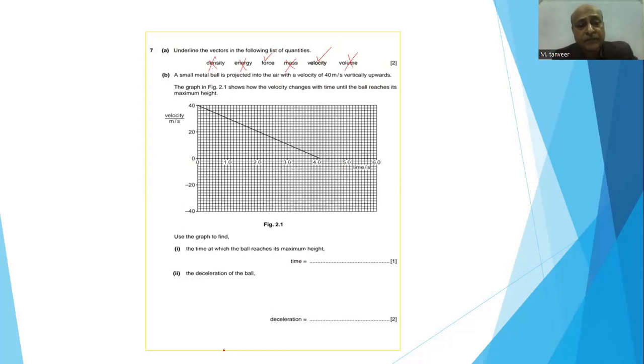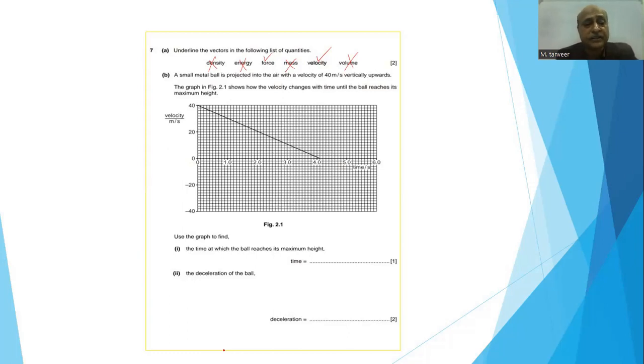B part: a small metal ball is thrown into the air with a velocity of 40 meters per second vertically upward. The graph shows the velocity changes with time until the ball reaches its maximum height. Velocity and time are given. Use the graph to find, number one, the time at which the ball reached its maximum height. What will be the maximum height when the ball reaches?